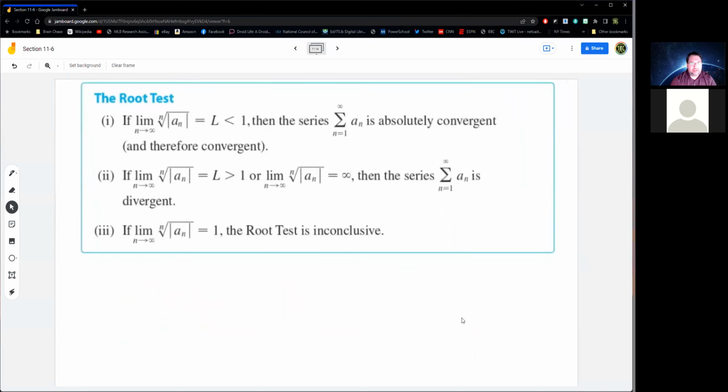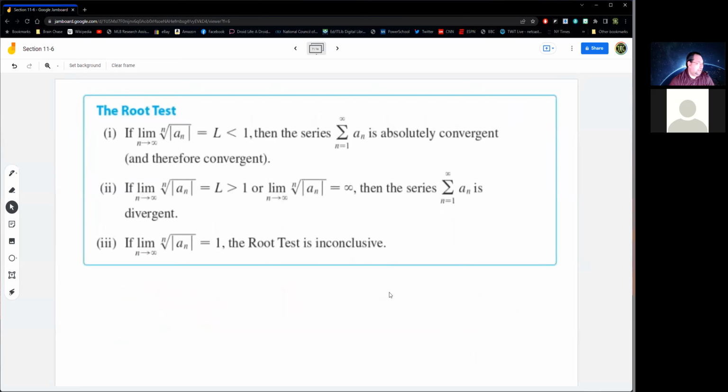Next one, root test. Basically the same setup as the ratio test. The only difference is instead of doing the division for the ratio, we're doing the nth root of it. So the absolute value is still in place. Inside, you're taking the absolute value to make sure that the inside is always going to be positive. But the other stuff is still very true.